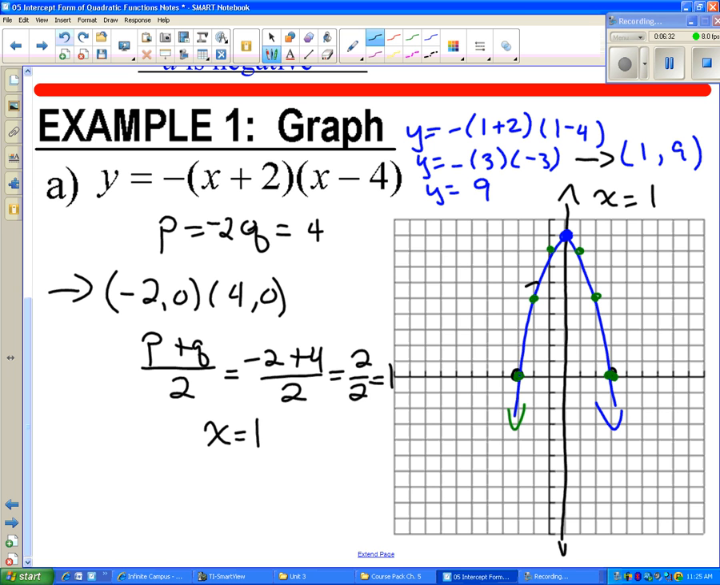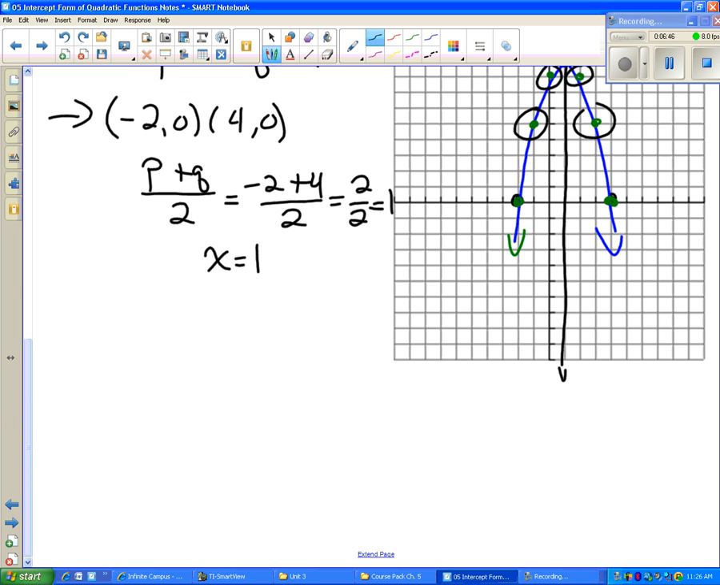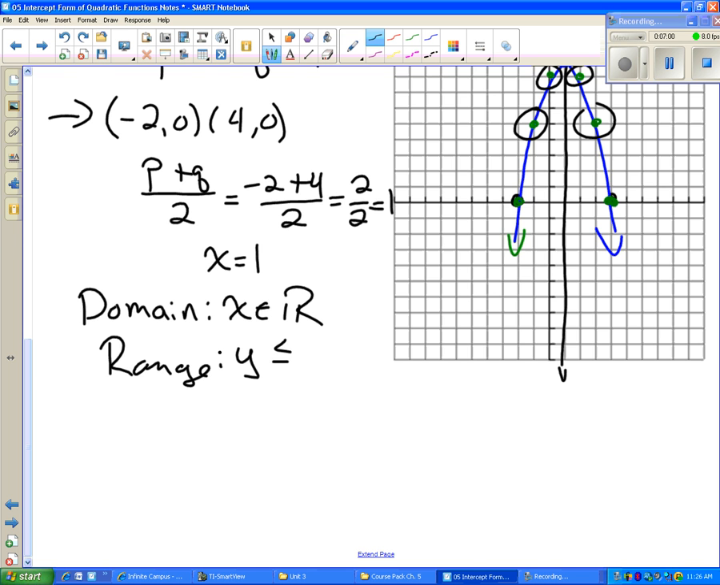Did I come up with 2 others here? Or actually 4 others here? Sure. But I only needed 3 when it comes to graphing this using intercept form: my x-intercepts and my vertex. What is my domain and range? My domain, x is an element of all real numbers; that never changes. My range is y. Since it's a negative equation, y is less than or equal to my y coordinate, which is 9. So there's my graph.